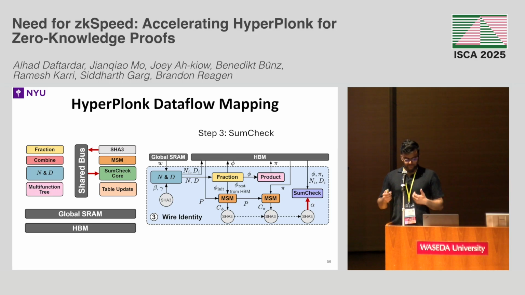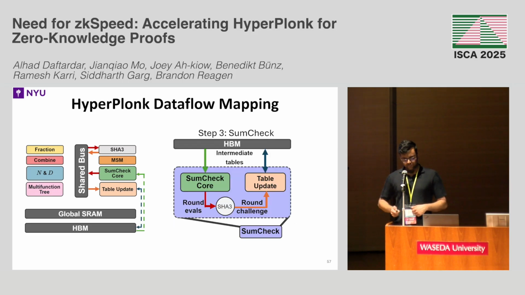In the third phase, we compute sum check, which is first initialized over the shared bus with SHA, and then we engage in the multiple round protocol, which involves transfers between the HBM and these core modules, as well as transfers over the shared bus with the SHA unit.